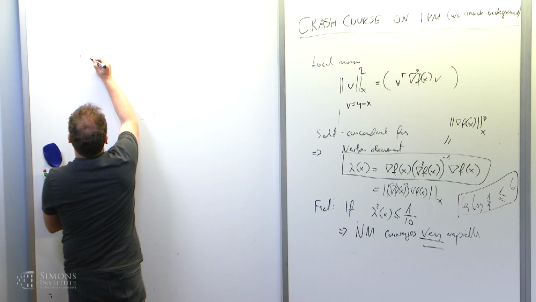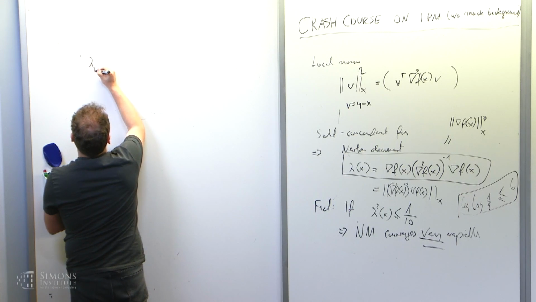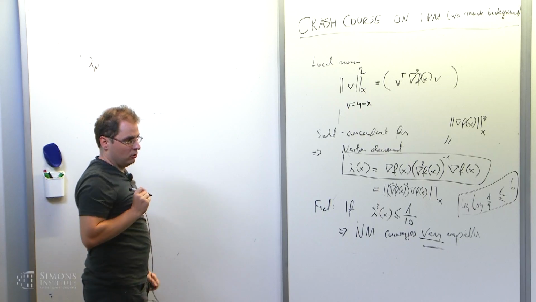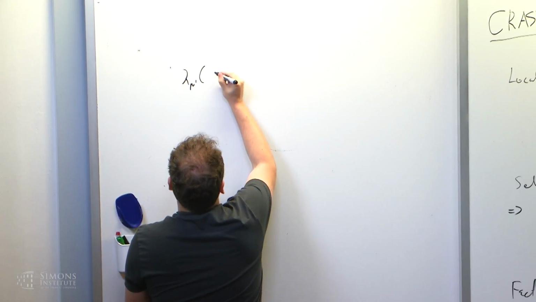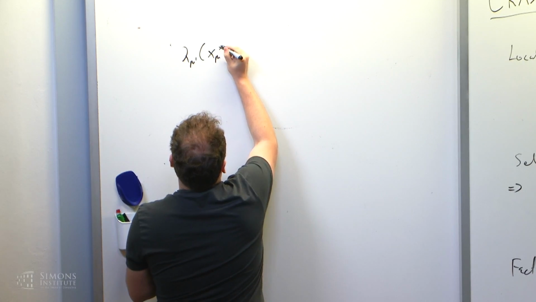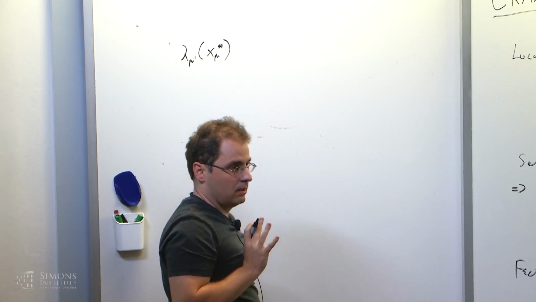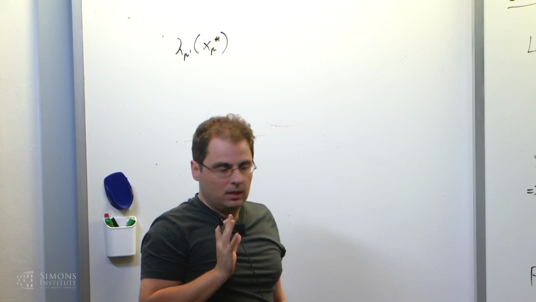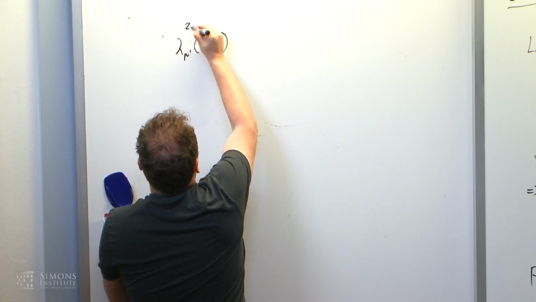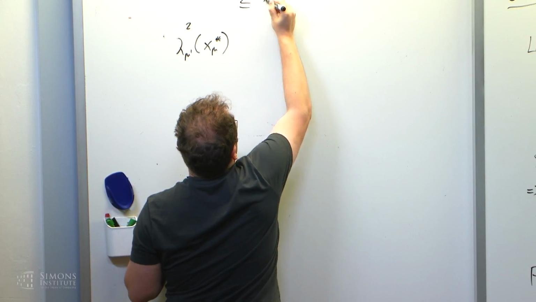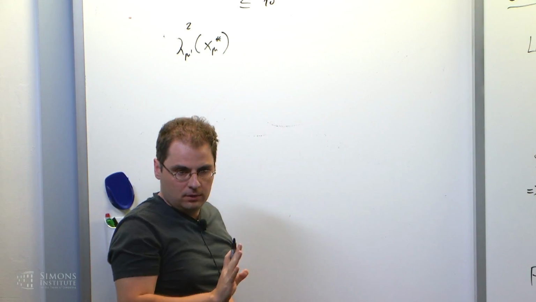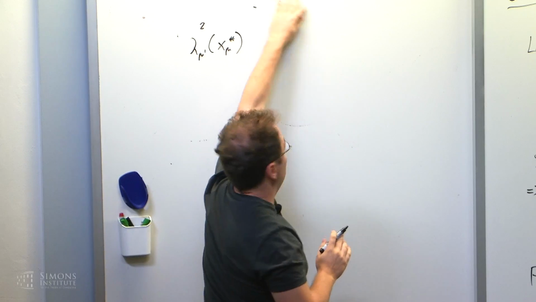What I need to look at is my Newton decrement with respect to mu prime, because I'm minimizing the function f mu prime at my initial point, that is x mu star. Ideally I would look at the square of it, and I would like to show that this is at most 1/10 for some value of delta. So I just want to look at this quantity.